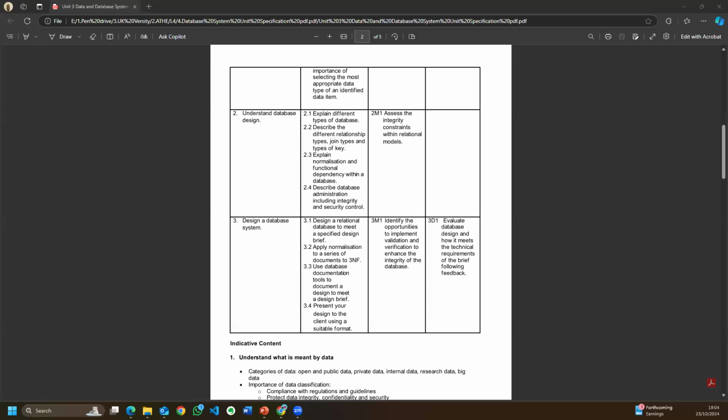So we have 3 mandatory learning outcomes and 1 merit and 1 distinction activity. So let's now get into our presentation.